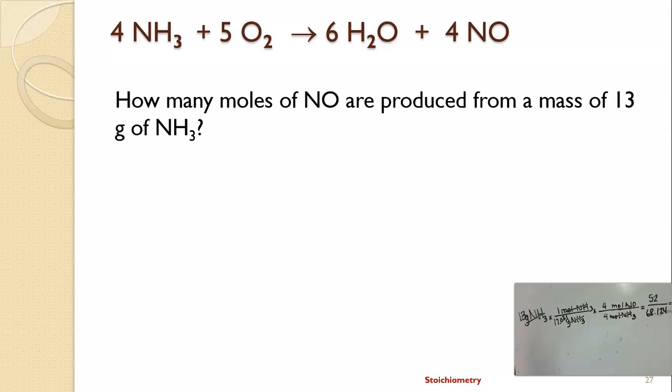52 divided by 68.124 gives me a huge number, 0.7633139569. Oh my goodness. How many sig figs can I have? I can have two sig figs. So there's 1, there's 2. That 3 does not round the 6 up. So my final answer, 0.76 moles of nitrogen monoxide.